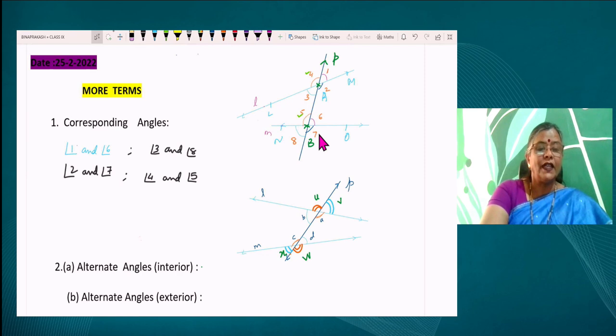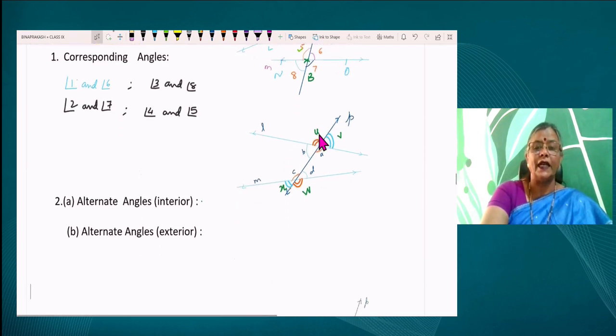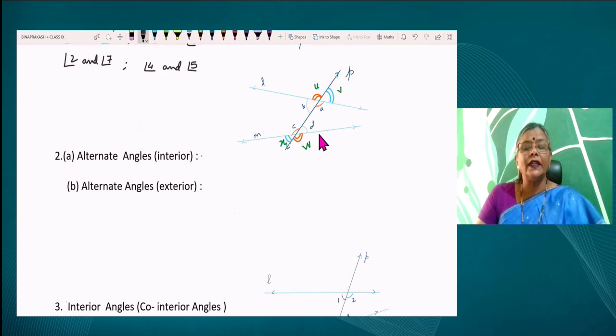The next term that we have is alternate angles. Now what is this alternate angle? Again, it is related to the same situation: L and M are two lines and P is one intersecting line. So when do we get an interior angle? One is interior and the other one is exterior. When do we get an interior angle? Look at the movement of this. From here you are moving towards this point and turning down, which makes this interior angle B.